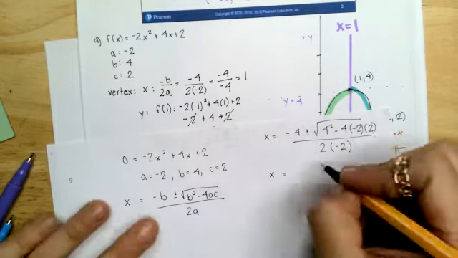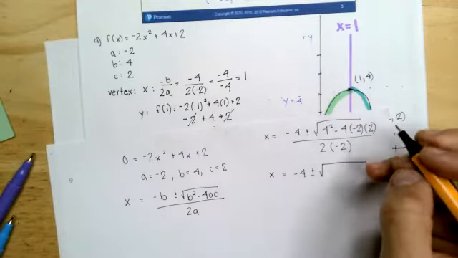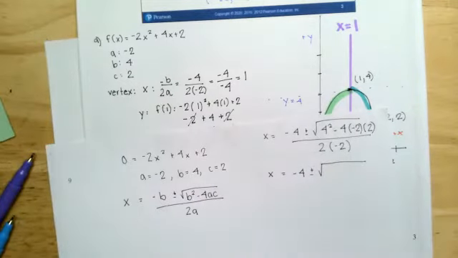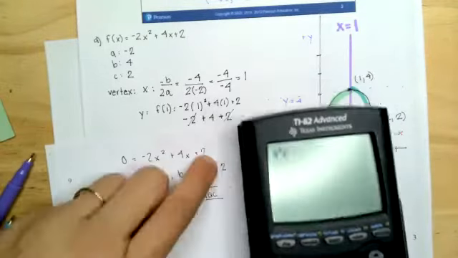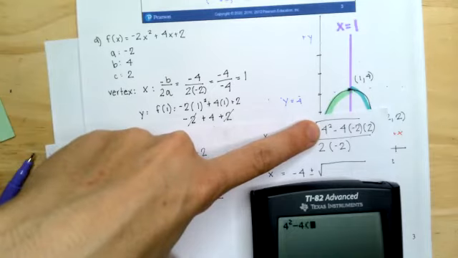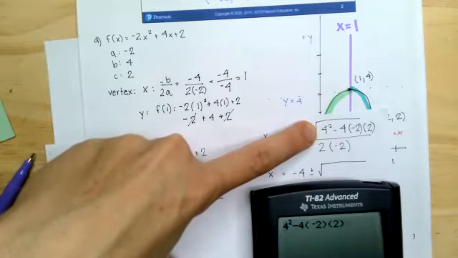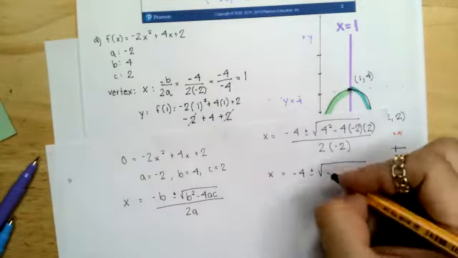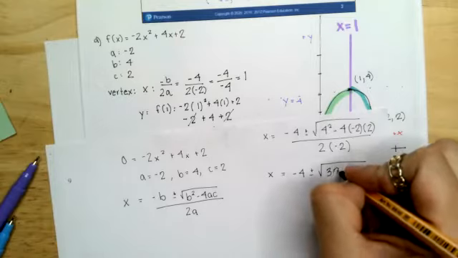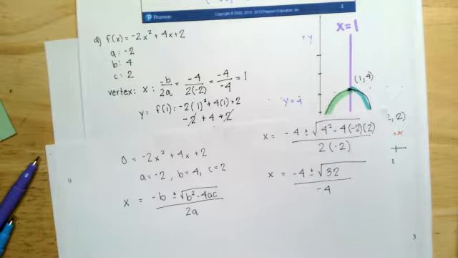We've got -4 plus or minus the square root. 4 squared is 16, right? And we can do this all with your calculator if you want. So you can just type in 4 squared minus 4 times -2 times 2, right? You get the number 32. So now we're taking -4 plus or minus the square root of 32, and we're putting it over 2 times -2, which is -4, right? Okay, we have -4 plus or minus the square root of 32.